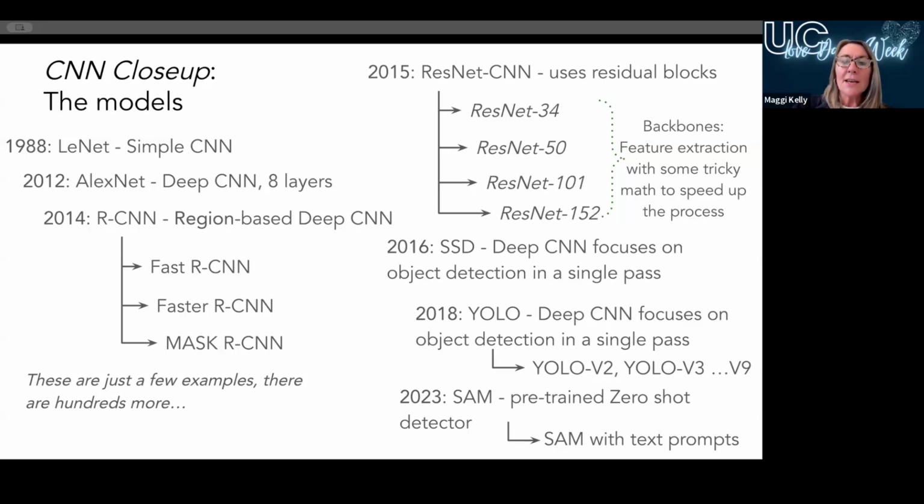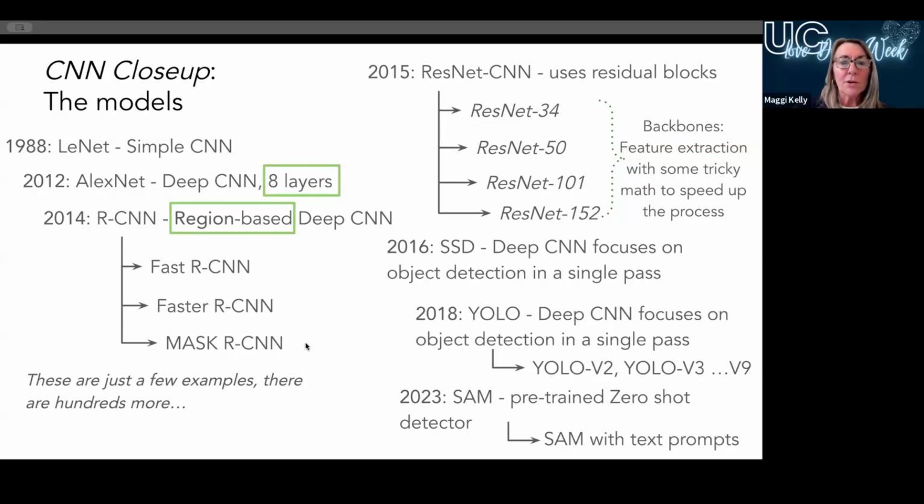In 2015, we got this kind of intricate way of creating these residual blocks and these really cool backbones, which do some fancy math in the layering part to speed the process up. In 2016, we got the SSD, the single shot detector, which basically didn't need to regionalize anything. It just went in a single pass. In 2018, we got this cool named one, YOLO, you only look once. It's another one of these single pass, and it's really spawned this whole version of YOLOs, YOLO 2, 3, 4, 9. And then 2023, this big development, which was the Segment Anything Model from Meta.